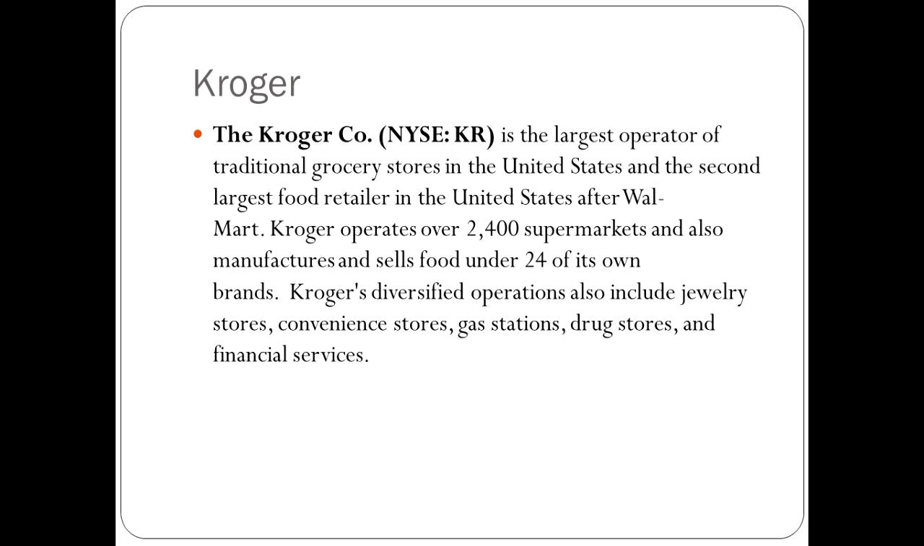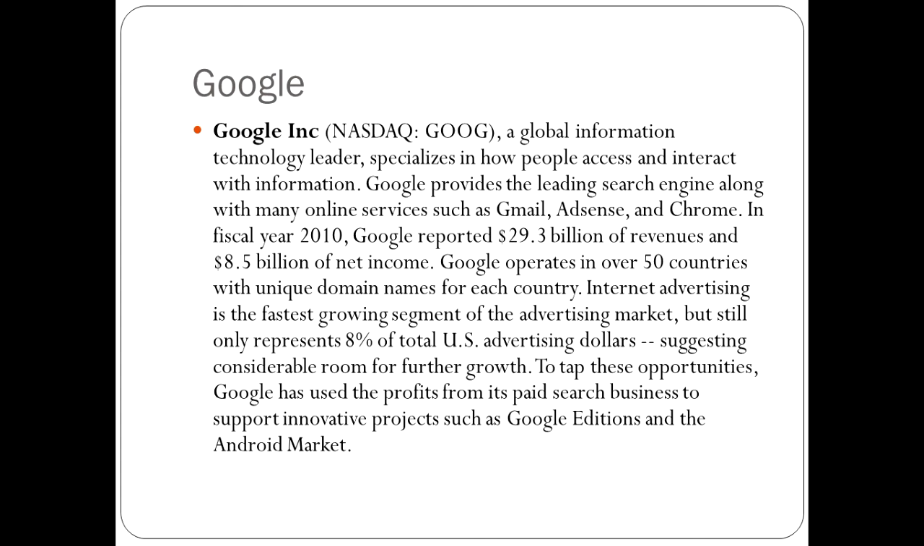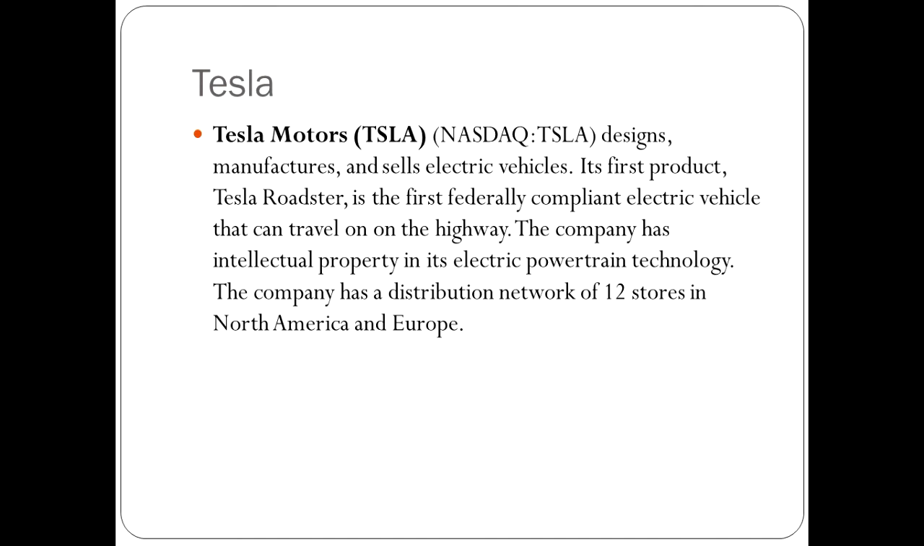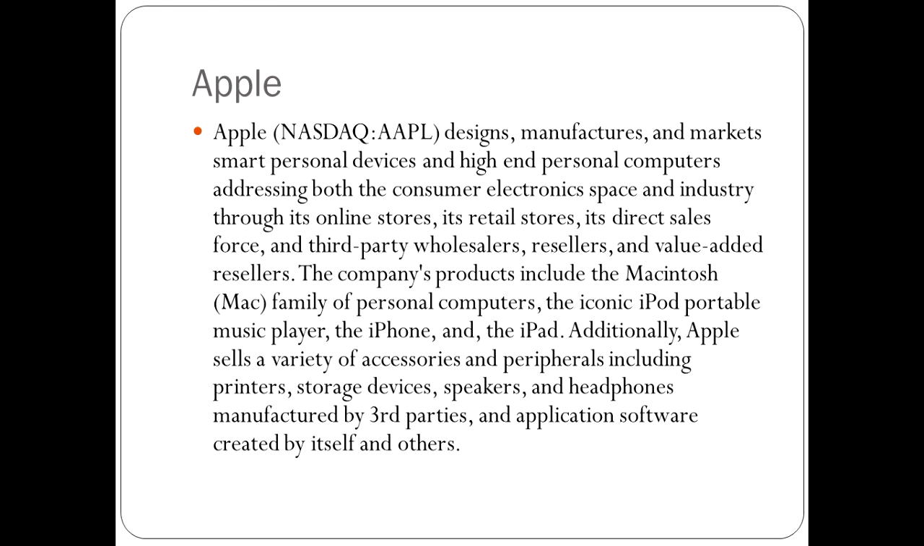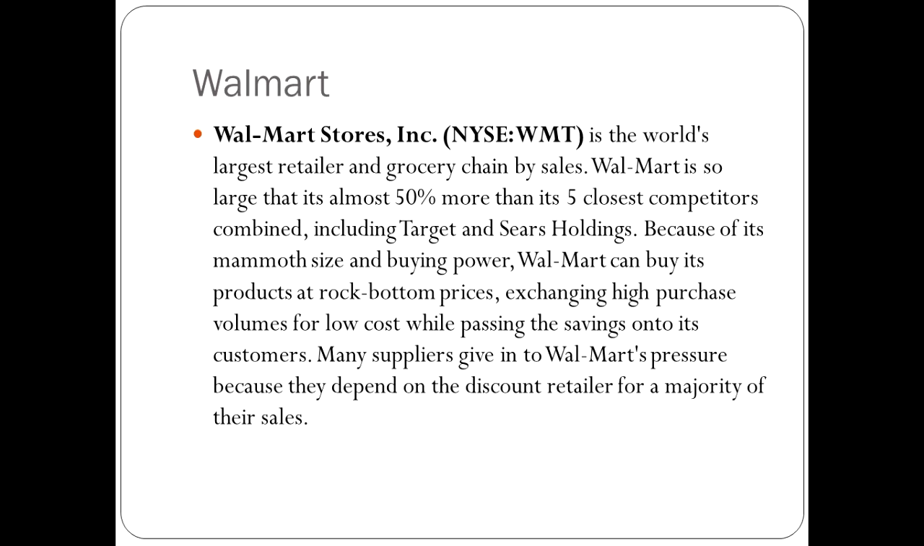They are very large, popular companies. So Kroger is a very large grocery store chain. They own many different brands across the country. Google obviously is a very large tech company, but they do a lot of different things besides just Google.com. They do Gmail, they do AdSense, they do Chrome, they also own YouTube. Tesla is an electric car company that's making some cool new things.